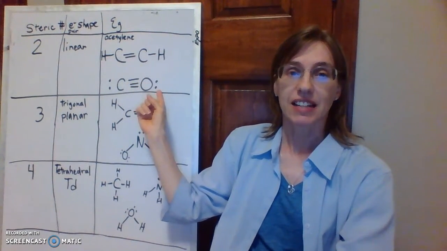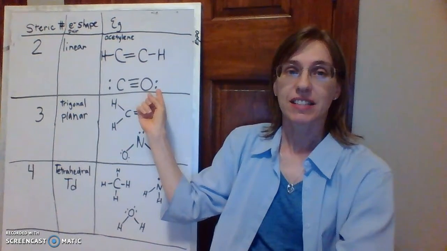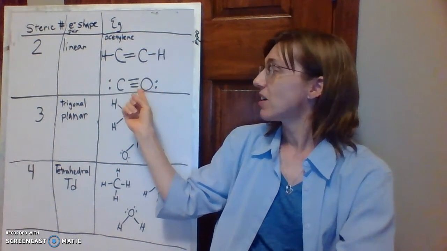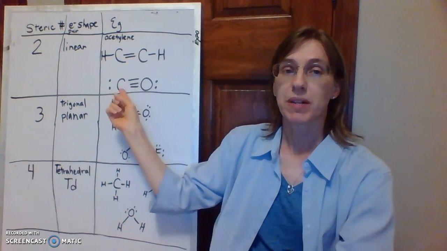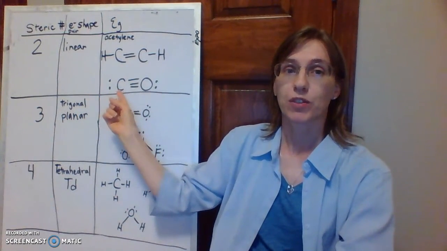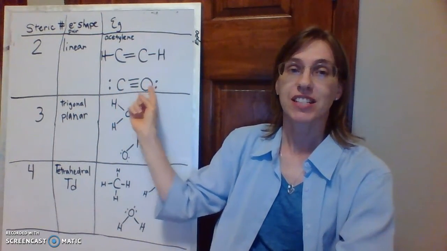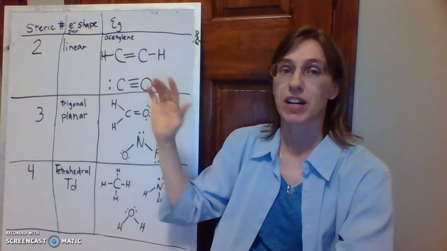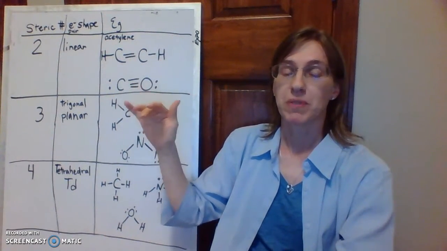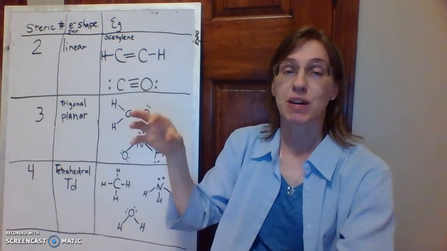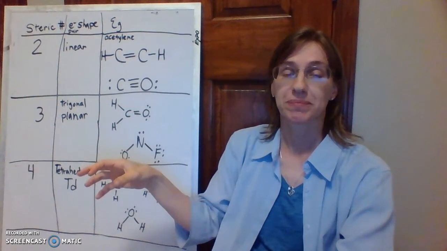Now let's look at this guy. Now he's linear because he also has 2 groups. We look at the carbon. The lone pair is one group, and the oxygen is the other group. Okay, remember, we're not looking at the number of bonds or anything like that. It's just the number of groups off that central atom.